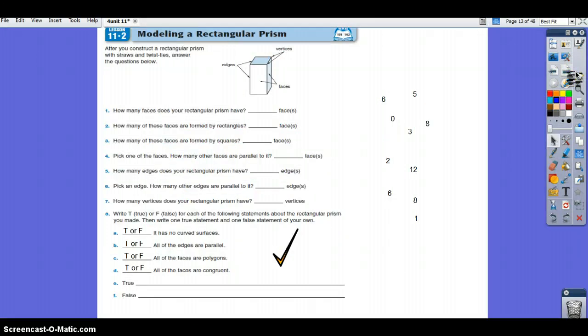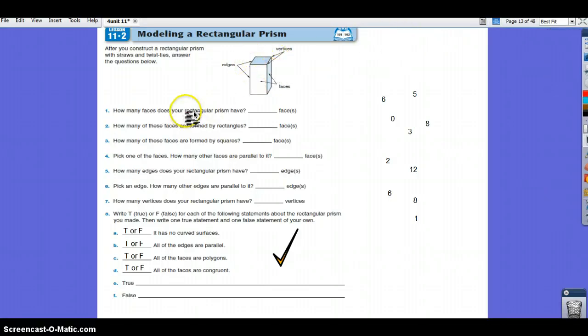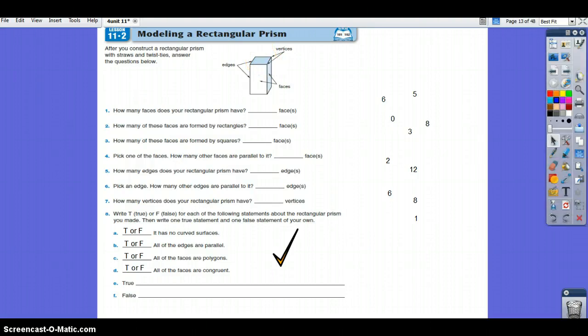You need to go back into your math journal. You need to look at page 290, and you need to look at the rectangular prism above and figure out how many faces your rectangular prism has. So go ahead and look at that, and don't forget the top and the bottom are still faces. Check your answers in the answer key.